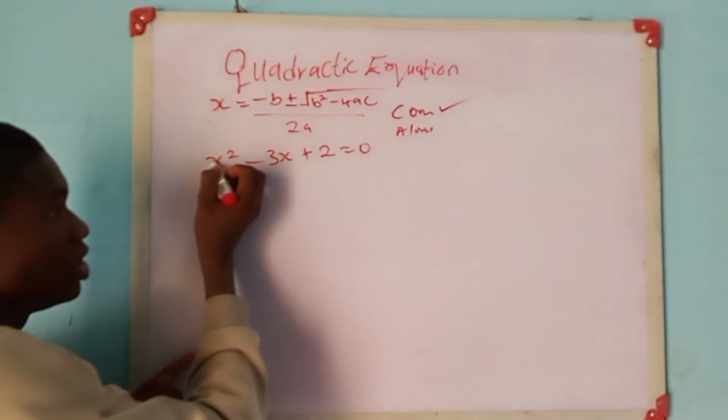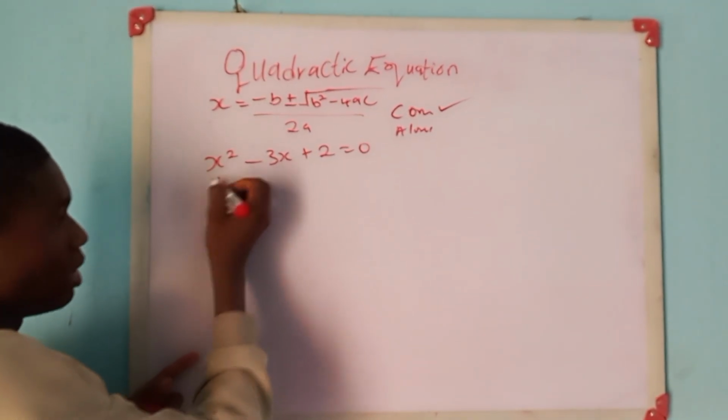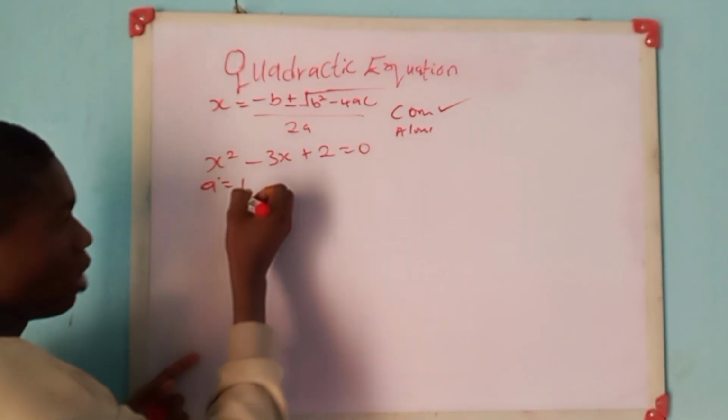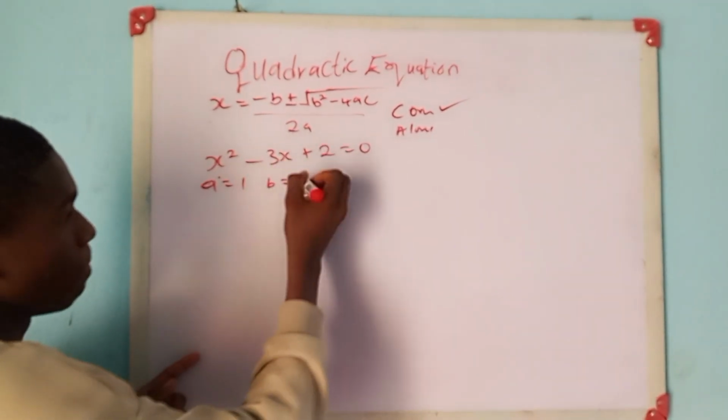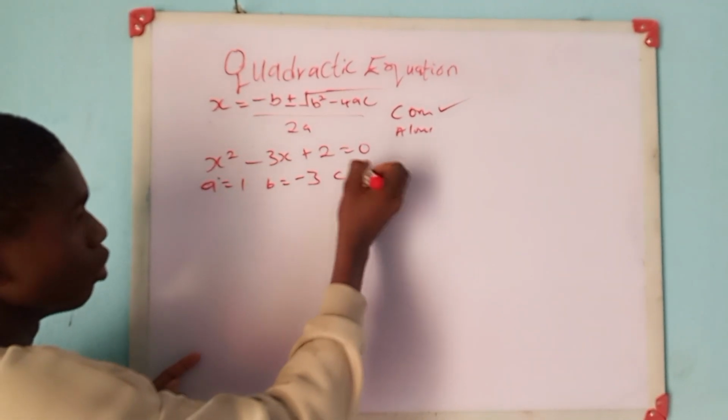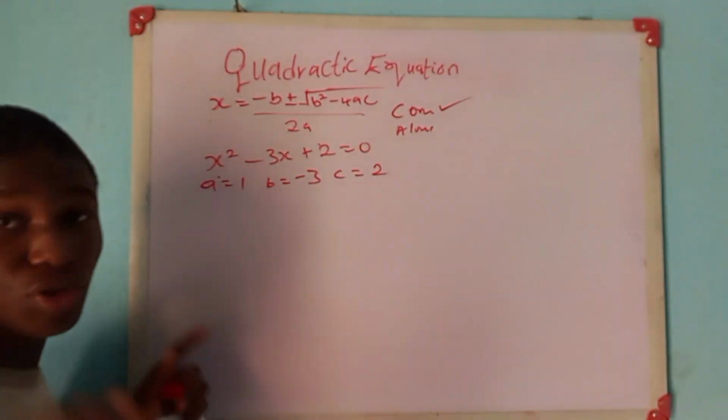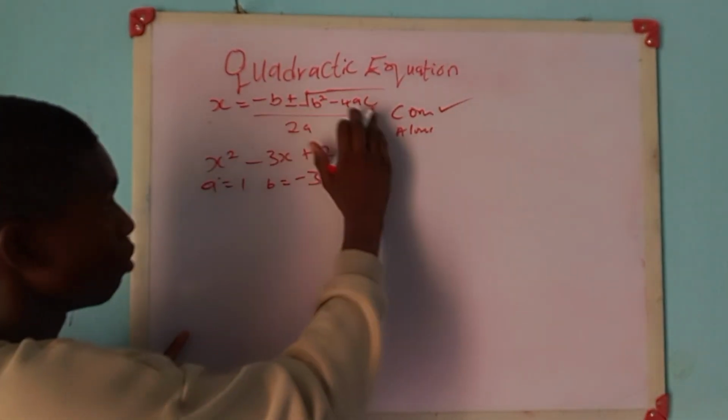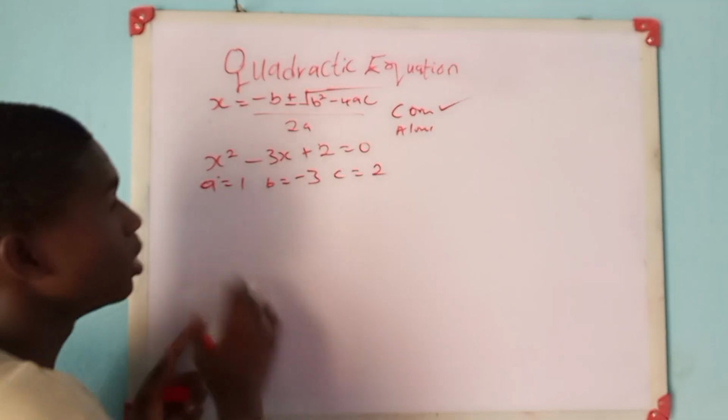So you're just going to be inputting the values. The coefficient of this x here, which is 1, is the value of a. So my a is going to be 1. My b is going to be minus 3. Then my c is going to be 2. So if you input all these values into this formula, you are going to be getting the roots of this equation.